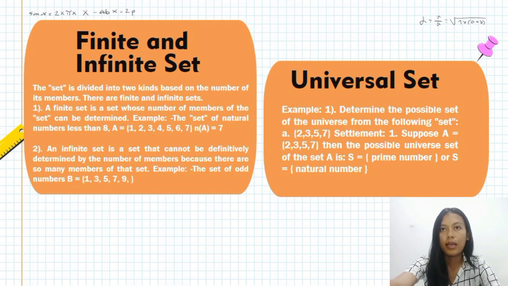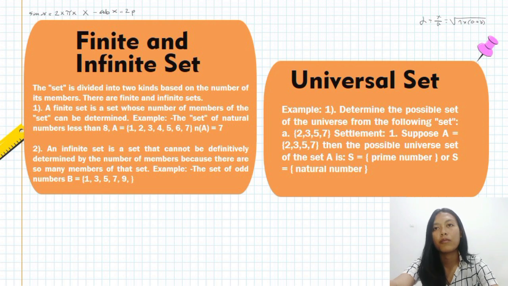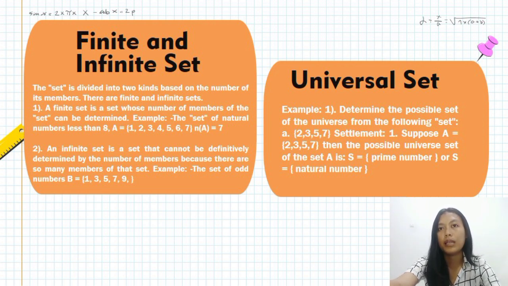Second, an infinite set. An infinite set is a set whose number of members cannot be definitively determined because there are so many members of that set. For example, the set of odd numbers, B equals {1, 3, 5, 7, 9, ...}.